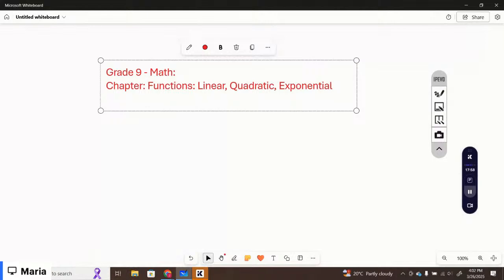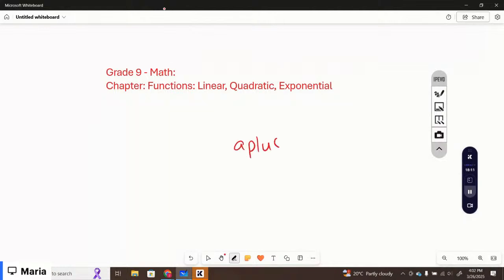We are here for grade 9 math. You can find all the lessons on aplusstudents.com. You have to log in there using your email address and password as provided by the administrator.